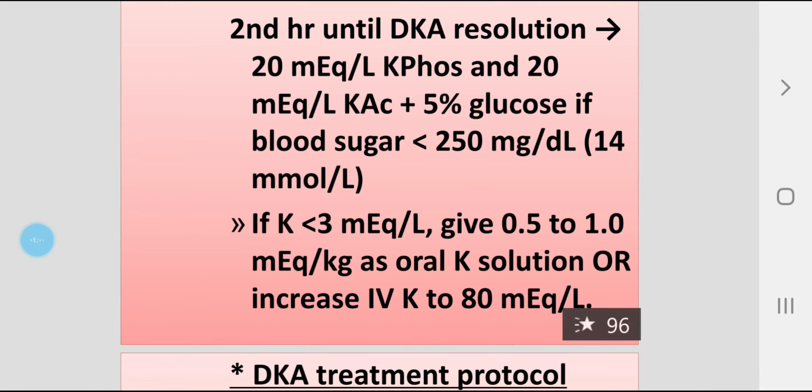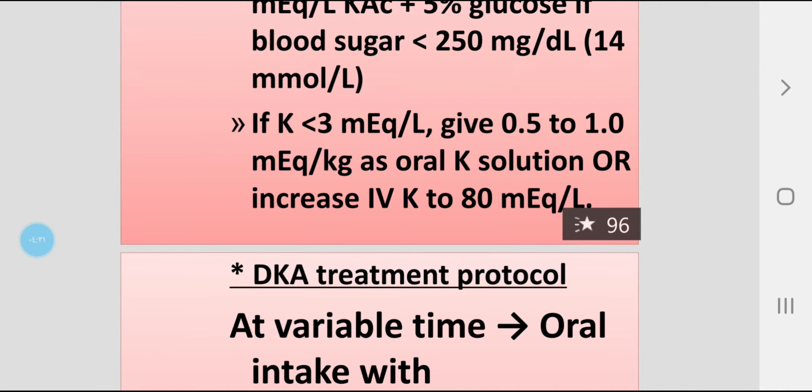From the second hour until DKA resolution, give 20 milliequivalent per liter of potassium phosphate and 20 milliequivalent per liter of potassium acetate, plus 5% glucose if blood sugar is below 250 mg per deciliter, that is 14 millimole per liter. If potassium is less than 3 milliequivalent per liter, give 0.5 to 1 milliequivalent per kg as oral potassium solution, or increase IV potassium to 80 milliequivalent per liter.